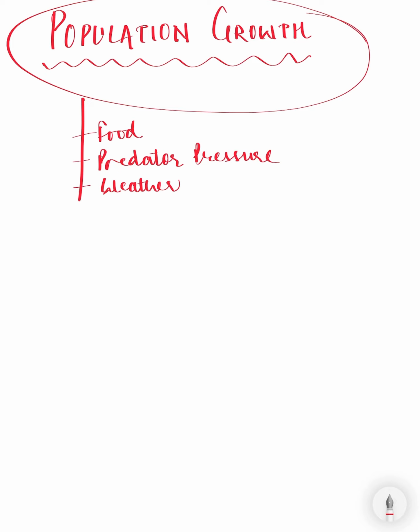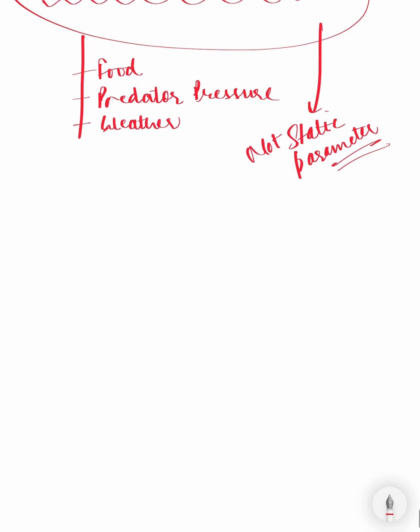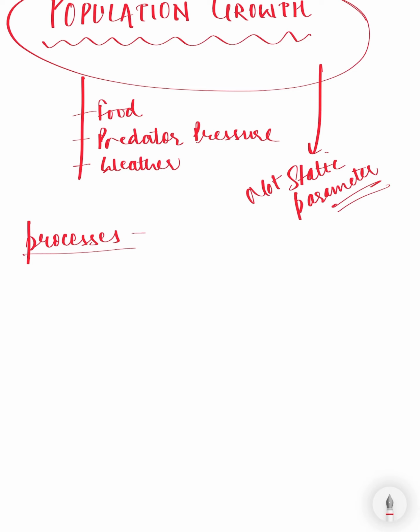So since these factors are ever changing, population growth is not a static parameter, it is constantly changing. So there are certain processes on which this population growth depends. First process here is natality.